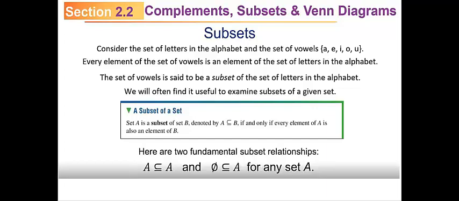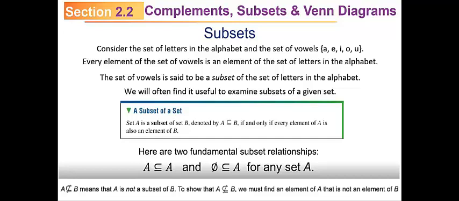Here are two fundamental subset relationships that I want to emphasize. A is a subset of A. In other words, a set is a subset of itself by definition. And the empty set is a subset of A, and this is true for any set A. A set is a subset of itself, and the empty set is a subset of every set. So every set automatically has a subset equal to itself and the empty set.